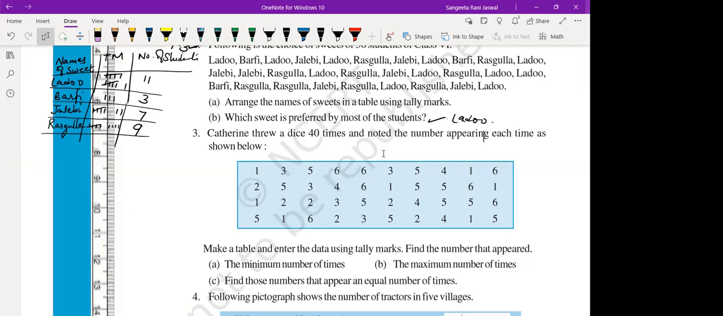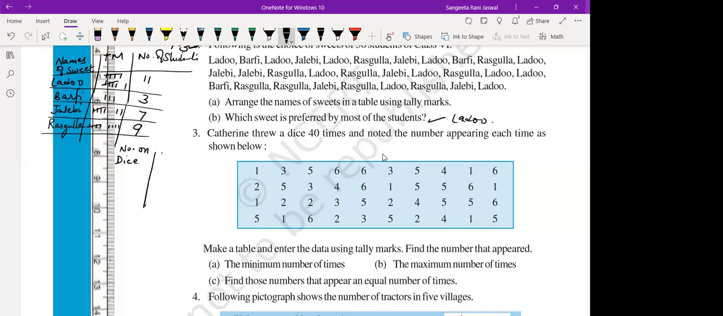So, Catherine threw the dice 40 times and each time she got some number. All the numbers are written in the box. Make a table and enter the data using tally marks. So tell me, what columns will you make for this? Harshit, what columns will you make? Mom, first one, the number. The dice number. Okay, so we'll write here number on dice. This will be the first column.